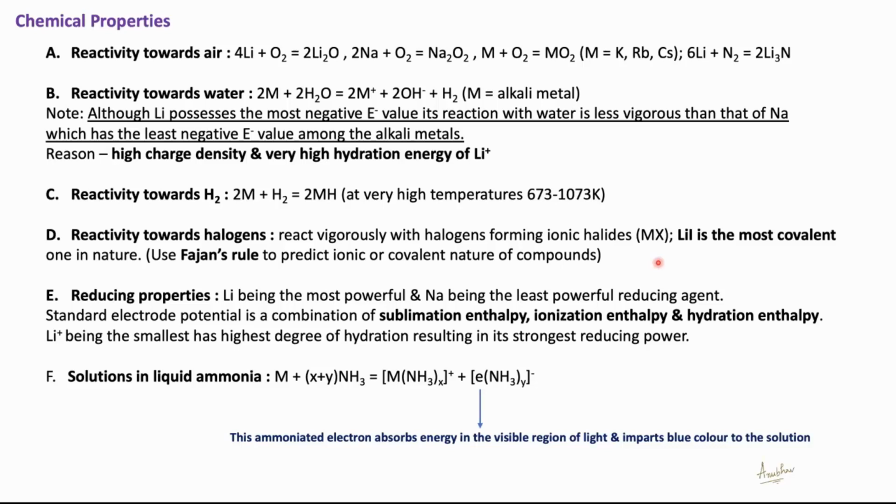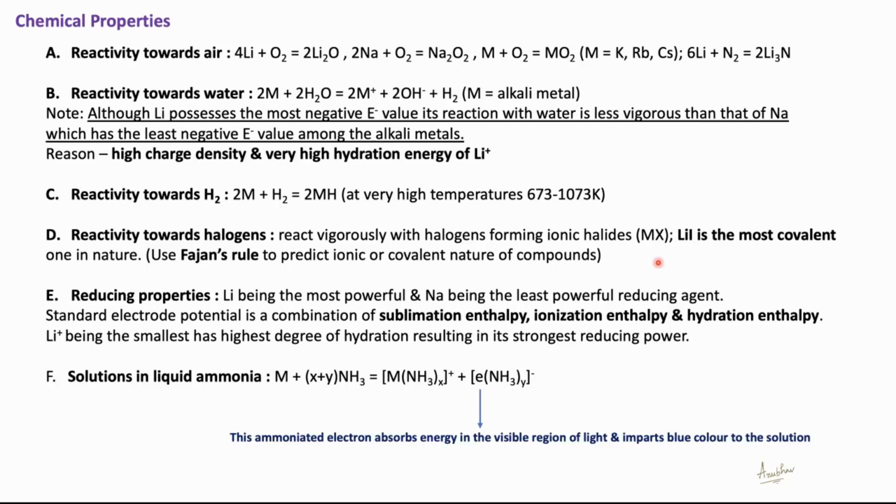That's why F minus is less polarizable, so its electron cloud cannot be distorted by the Cs plus cation. So cesium fluoride is the compound that is least covalent in nature. So lithium iodide is the most covalent and cesium fluoride is the least covalent. So Fajan's rule can be used to predict the ionic or the covalent nature of compounds.